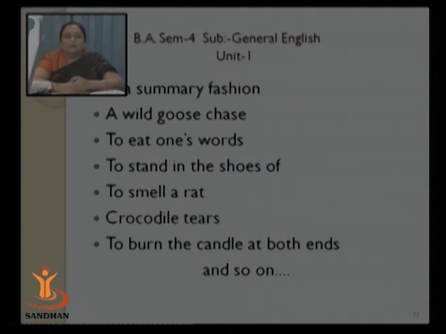I've put this many idioms only. To burn the candle at both ends. Kharcha karwa, befam kharcha karwa. To spend money like anything without thinking of the future. To spend everything means to burn the candle at both ends.